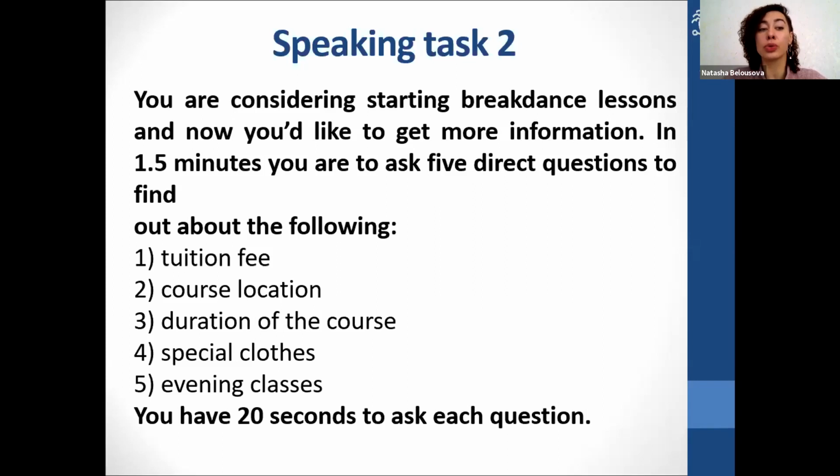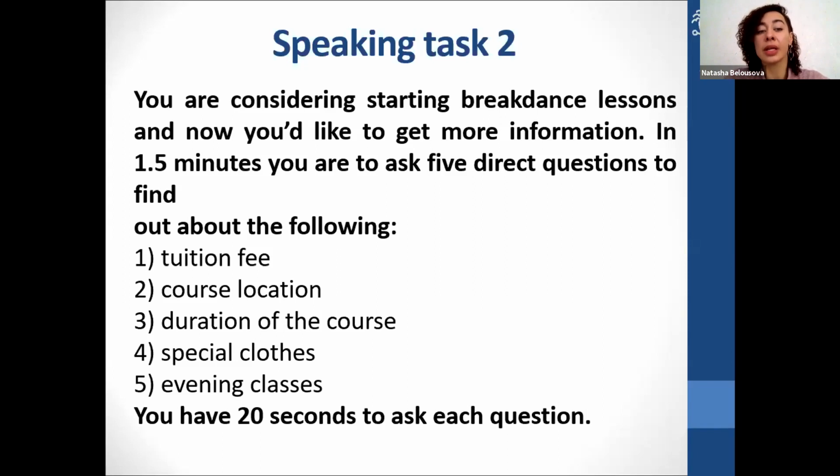Indirect questions are also accepted if there are no grammar errors in them, but students tend to make errors in indirect questions. So they change the word order. And if the question is not grammatically correct, then it's not going to be accepted, okay? That's why, to make it easier, I always ask my students to ask 5 direct questions.